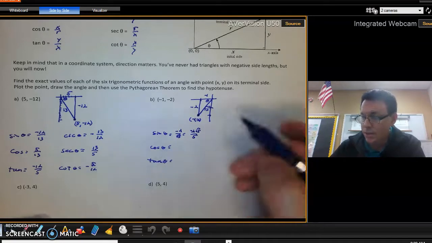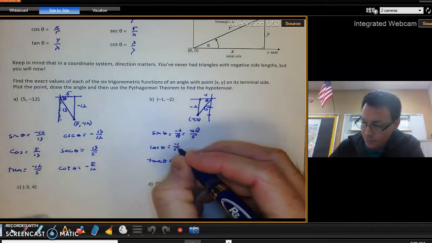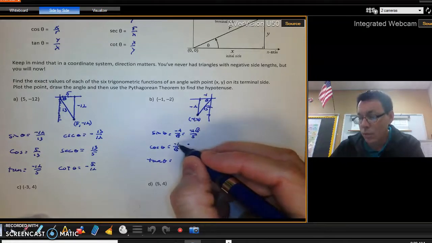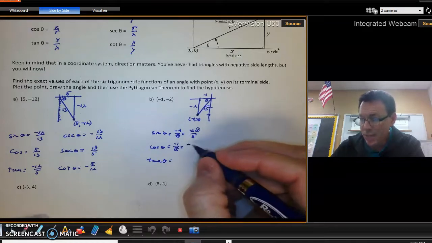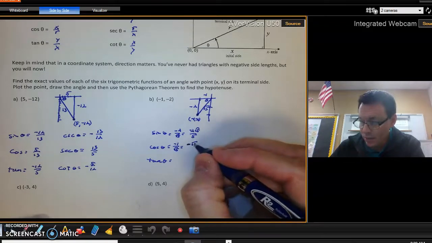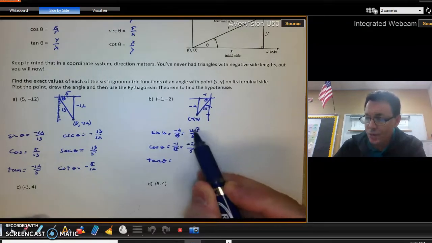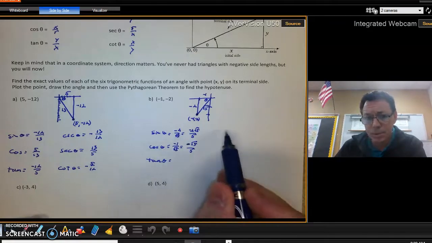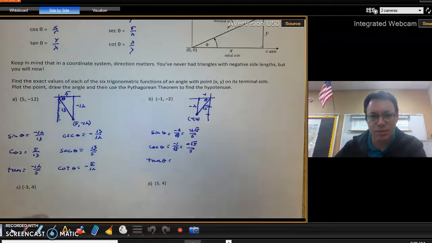Same with cosine. Cosine is going to be the adjacent, so negative 1 over radical 5, which would be negative 1 radical 5 over 5. Now, I don't need to write the negative 1. I could just write this as negative radical 5 over 5, and that'd be fine. Some of you may be able to do this in your head, and so you may just write these down immediately. But remember, when I go to write the reciprocals, I would actually like to have this. This is the one I want to flip, and it'll rationalize itself for me.